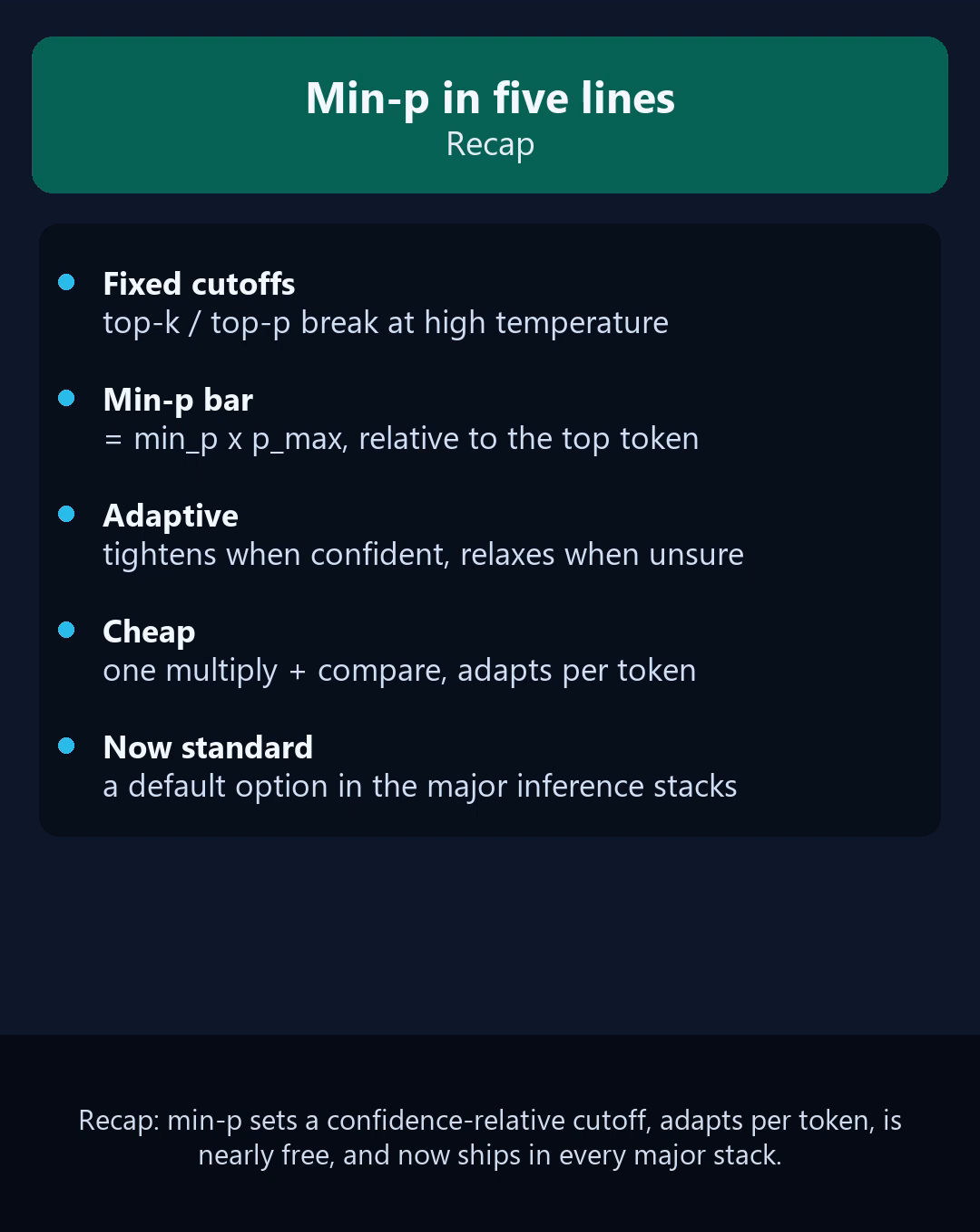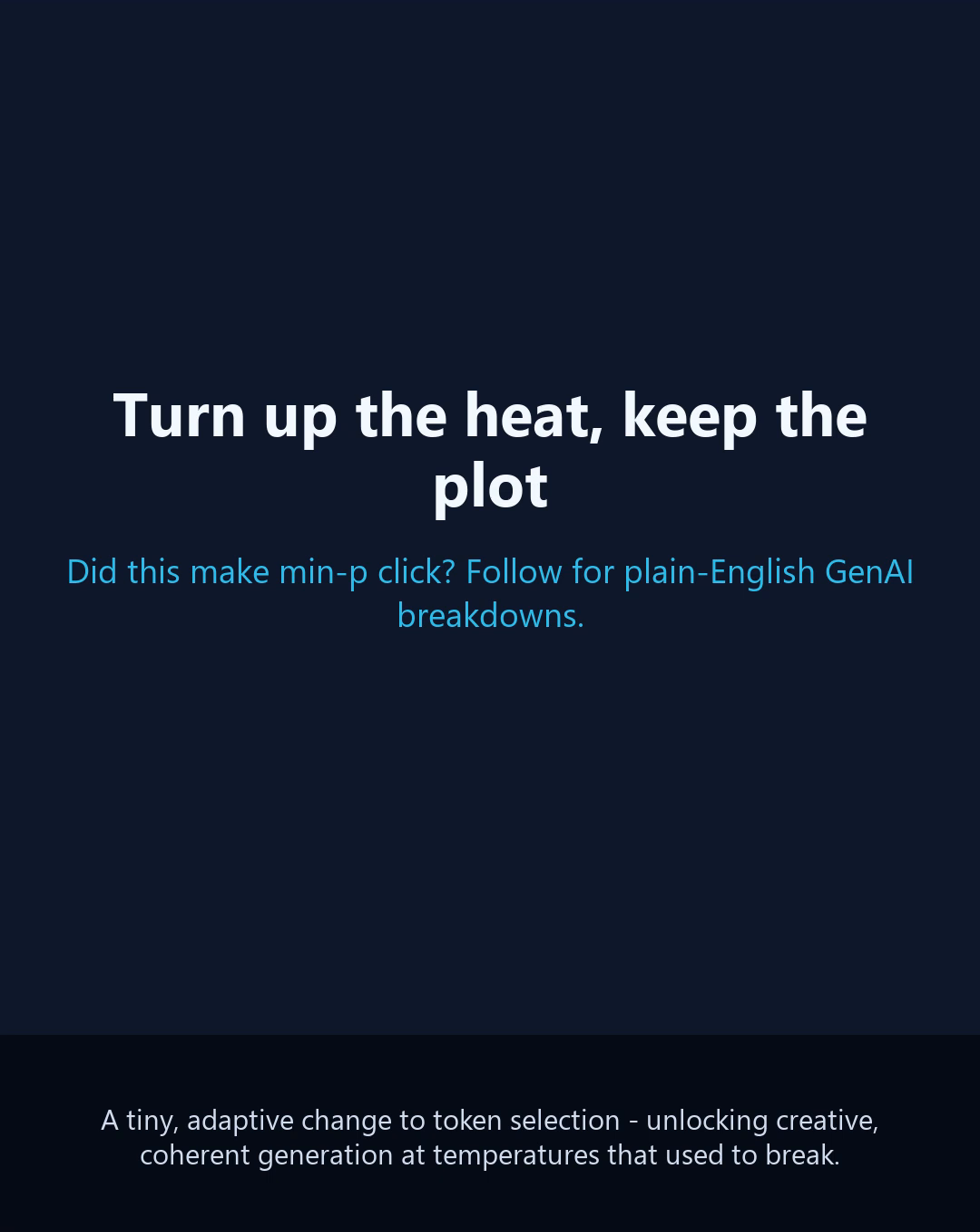To recap, fixed cutoffs like top K and top P break down at high temperature. MinP sets its threshold relative to the top token's probability, so it tightens when the model is confident and relaxes when it is not. It is one cheap operation. It adapts per token, and it lets you crank up creativity while staying coherent. It is now a default option across the major inference stacks. That is MinP sampling. Turn up the heat without losing the plot. It is a tiny, adaptive change to how you pick the next token, but it unlocks creative, coherent generation at temperatures that used to produce nonsense.